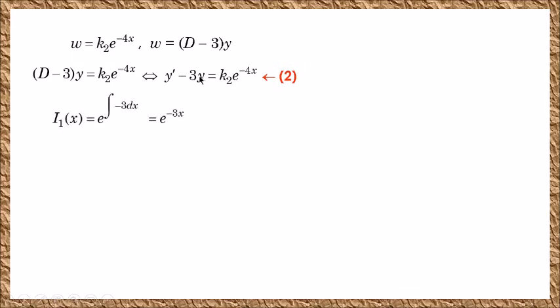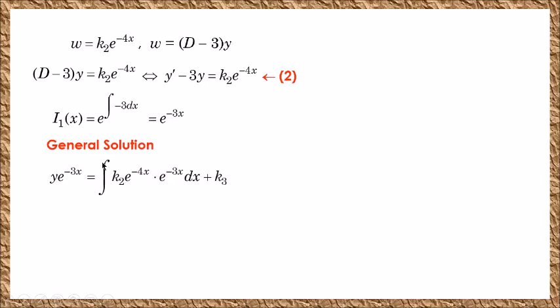But w here, w equals k sub 2 e to the negative 4x, is equal to (D minus 3) applied to y. So this equation becomes (D minus 3) applied to y equals k sub 2 e to the negative 4x. Equivalently, y prime minus 3y equals k sub 2 e to the negative 4x, which is a linear DE. The integrating factor is e to the integral of negative 3 dx. So the coefficient of y, which is negative 3, is the P here. Then we get e to the negative 3x.